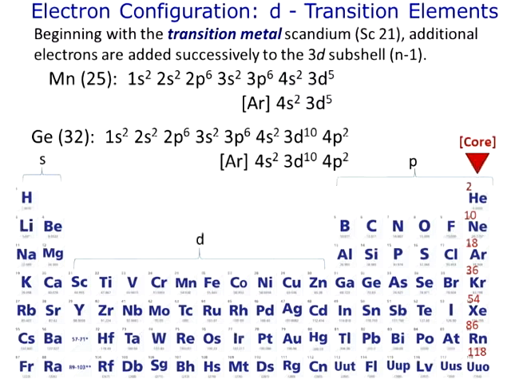It's important to remember that when we reach the fourth period, the fourth row down on the periodic table, we are at the 3d. It's n minus 1 for that d level.